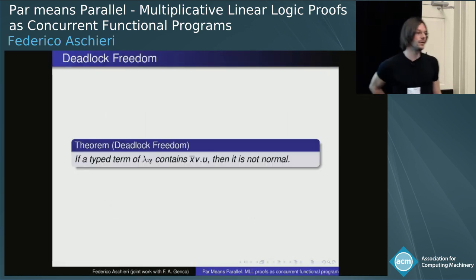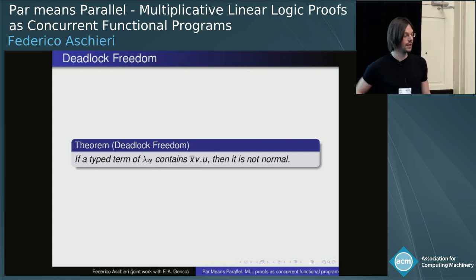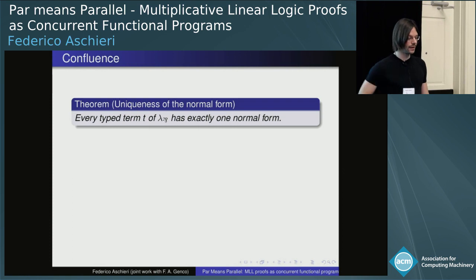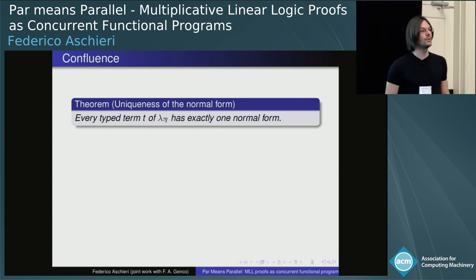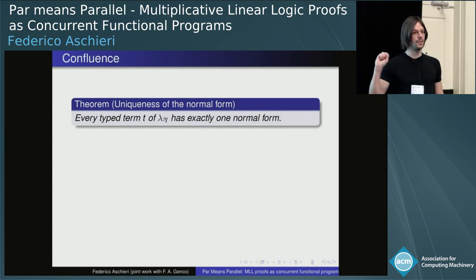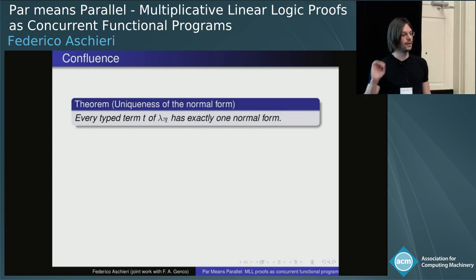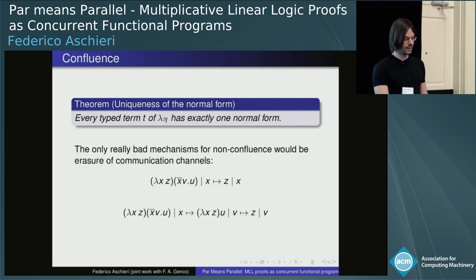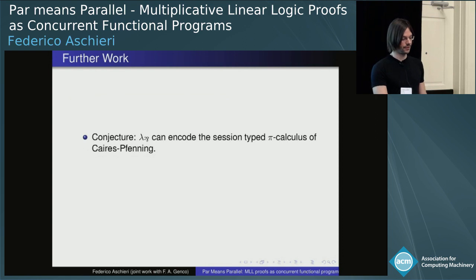Then, one of the main results is, as wished, that every typed term that contains an output is not normal. So there is progress. This means that this is deadlock freedom. If a process wants to transmit something, then it will transmit the message at some point. And the other result is that the calculus is fully confluent. So every typed term has only one normal form, as wished. This is the theoretical result.